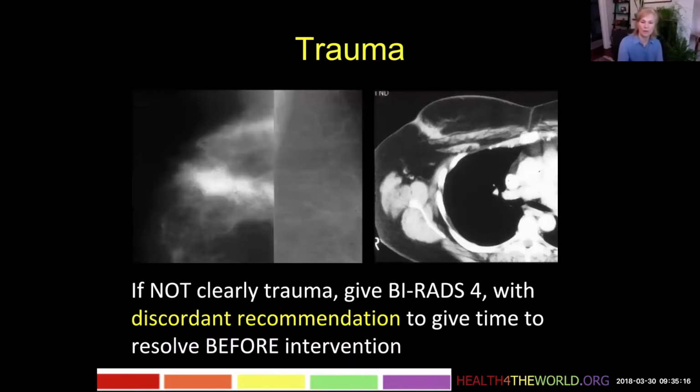So we'll call the mammogram suspicious, BI-RADS category 4, but we will recommend a very short-term follow-up to allow the findings to resolve before intervention. And that might be like a 6 to 8 week follow-up. If the findings don't improve significantly by then we would proceed with biopsy.